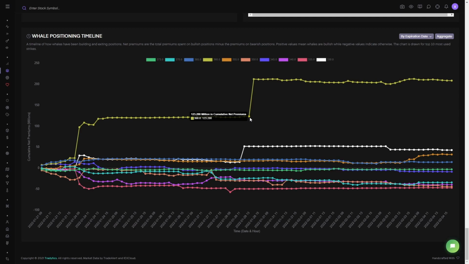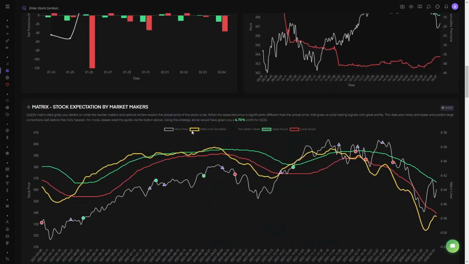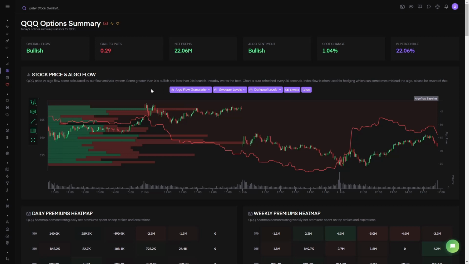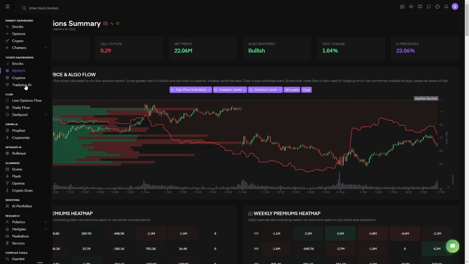So on the 28th of January, you can see that there was a massive increase in the net premium. It jumped from 123 to $212 million in premiums, and it doesn't look like those contracts that were bought have been sold off yet. When they get sold off, you'll see the line kind of dip down. You can see sort of right here all these lines dipping down, but I think that is such a cool tool. I definitely strongly recommend, if you do use Tradytics, checking out this algo tool right here.